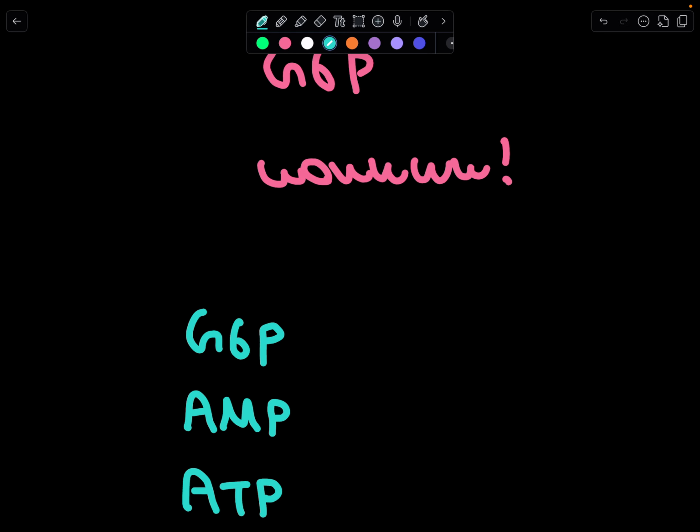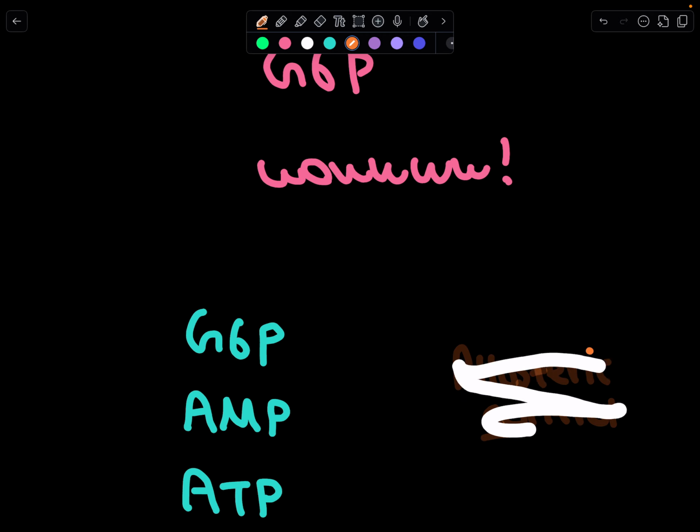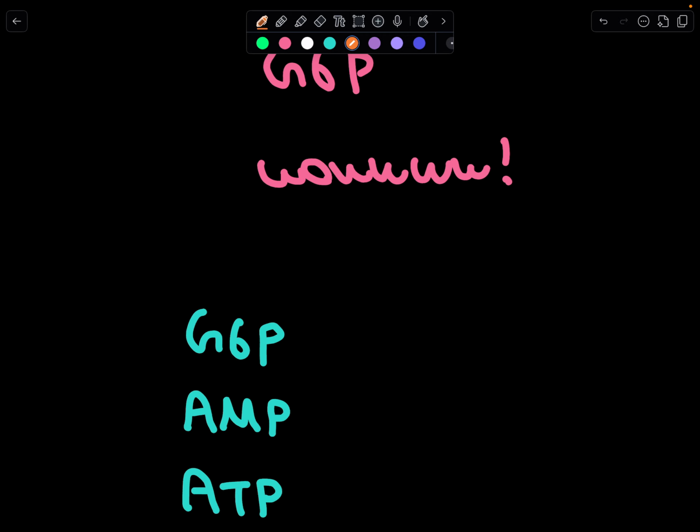In liver and muscle, allosteric control is similar. Glucose 6-phosphate, G6P, activates glycogen synthase and inhibits glycogen phosphorylase to favor glycogen storage. The key difference is that in muscles, AMP activates phosphorylase to boost glycogen breakdown during exercise, while in the liver, glucose directly inhibits phosphorylase to regulate blood sugar levels.